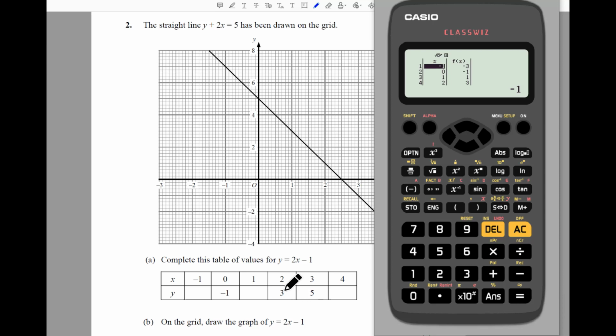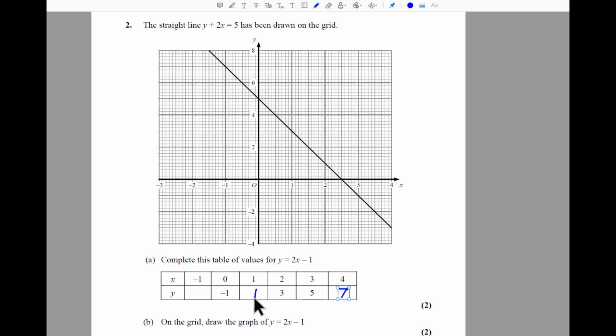When x equals 2, y equals 3. We need to scroll down. When x equals 3, y equals 5. See that? And x equals 4, this is just a 6 step, so look at the table, 4, y equals 7. So we can just fill that in, so you've made no substitution errors. Just plot those points in.